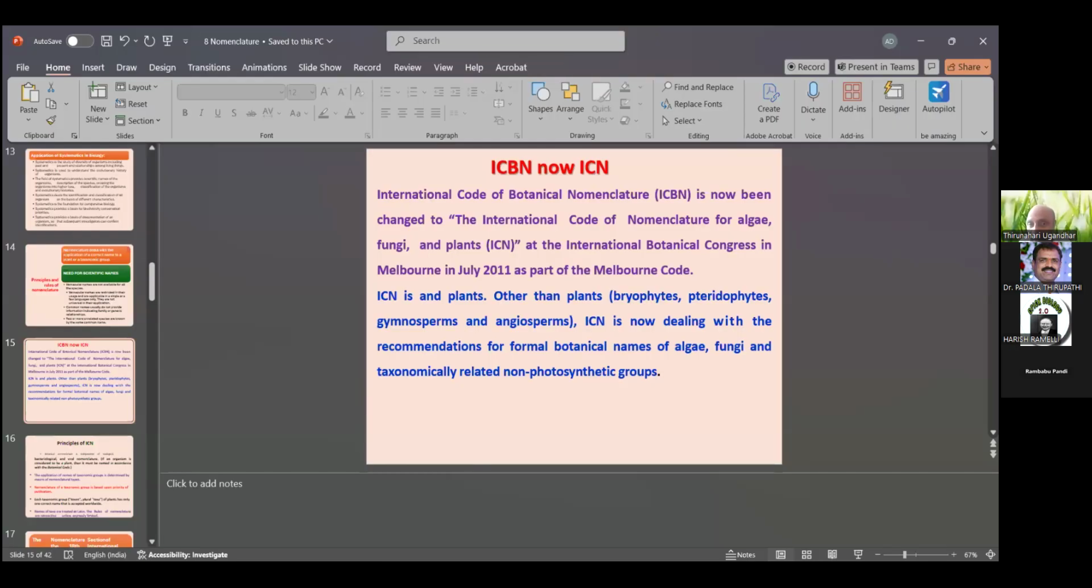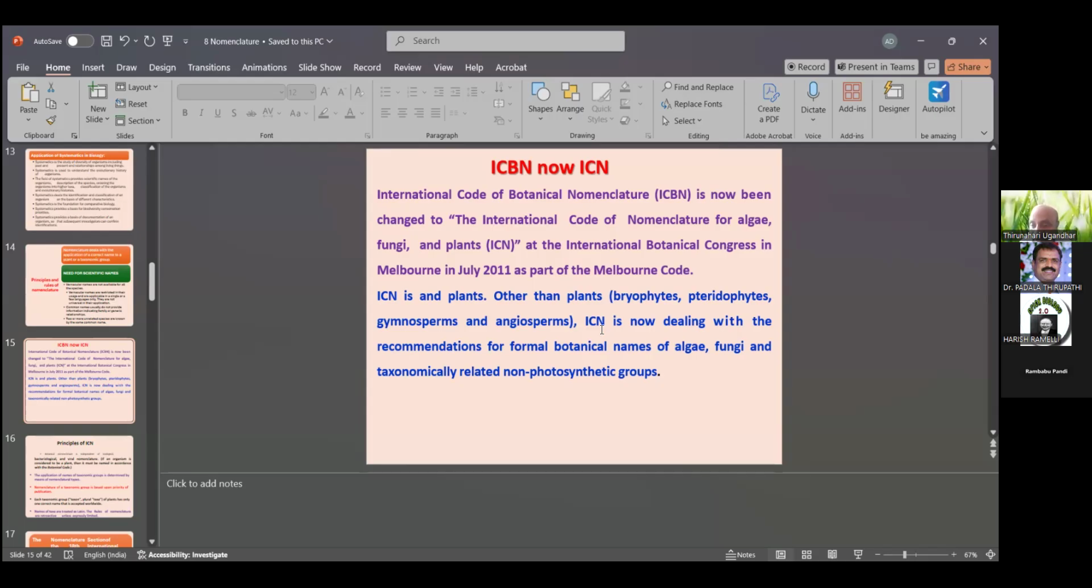Of nomenclature and plants, that is called ICN. At the International Botanical Congress in Melbourne in July 2011, as part of the Melbourne Code, the codes became ICN, covering plants and other than plants. For example, bryophytes, pteridophytes, gymnosperms, and angiosperms. These are called the other than plants of ICN.